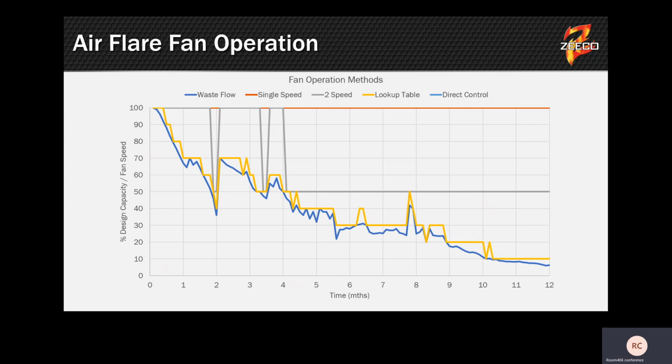Piggybacking on that, if you add a flow transmitter or pressure transmitter, something to monitor the flow, now you can ramp it up and down with a VFD. If we just do a simple step curve, every 10%, you can see once the flow drops below those capacities, the fan also ramps down. And then lastly, direct control. If you can monitor the flare and you have a 4 to 20 output to control the fan speed, now you can get very close to what the flare is actually seeing.